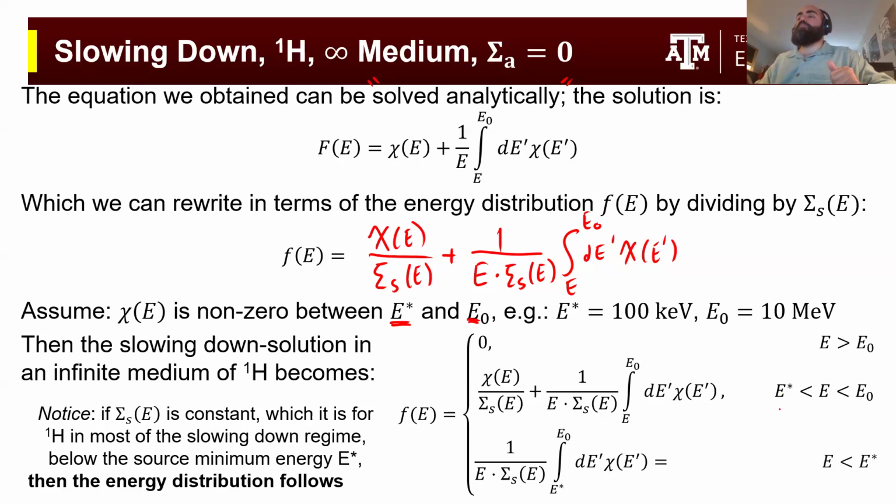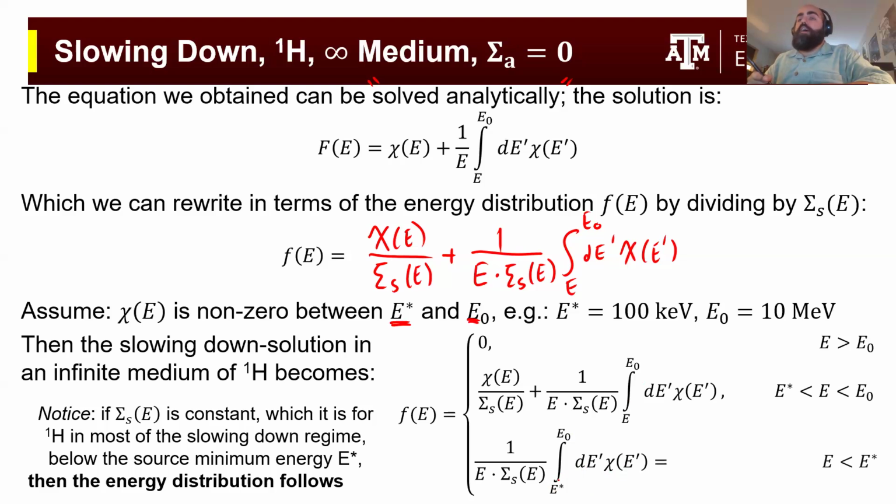Because E0 is our cutoff energy, for any energy above E0 there's no distribution. For the energy range where the fission spectrum is valid, this is the form, and it's valid over this energy range from E star to E sub zero. And this distribution is also what we have for the range below E star. We just have to ask the question, how does the integral simplify based on the definition.